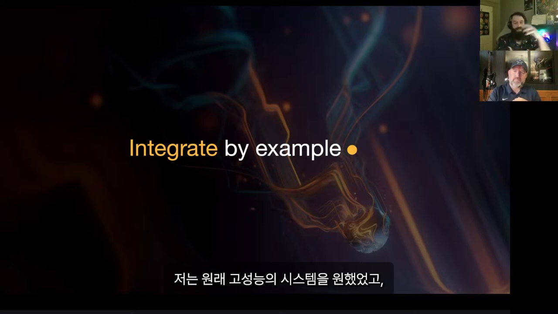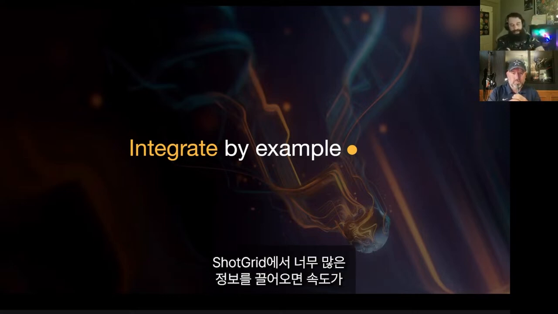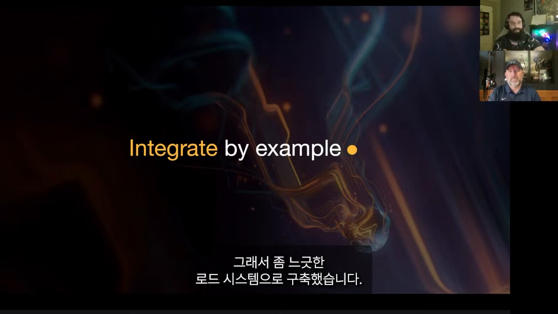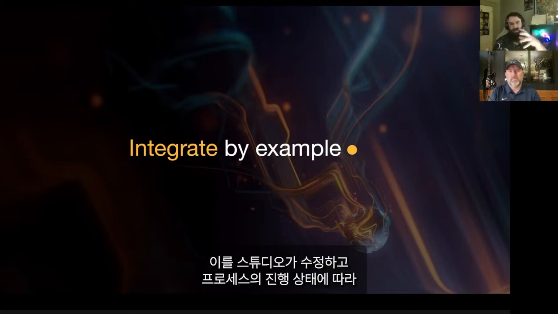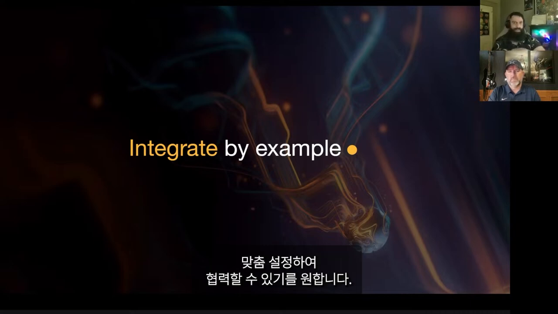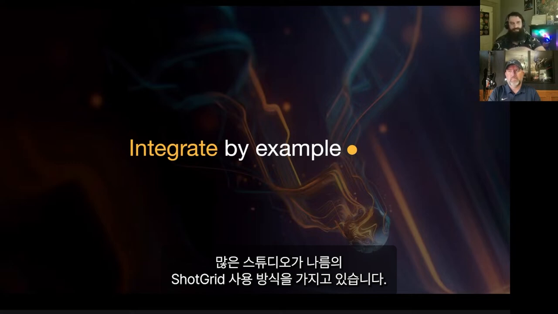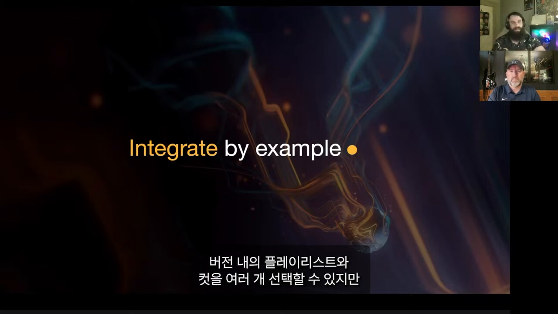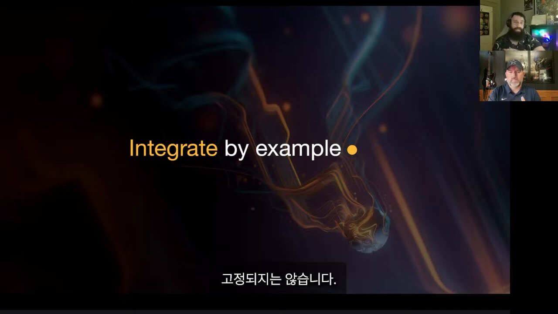So initially, I wanted a really performant system. And I understand that with ShotGrid, if you try and pull too much information, you're going to have a lot of slowdowns and things like that. So I built it in such a way that it's a lazy load system. I want to be able to modify it and work with studios to customize how their process is as well, as a lot of studios have much different ways of using ShotGrid. So I wanted to have something scalable and easy to use there. You can multi-select playlists or cuts in this version, but that's not locked to that.